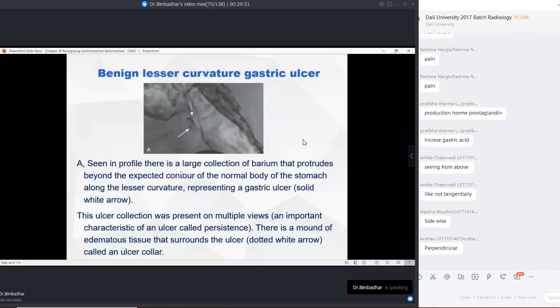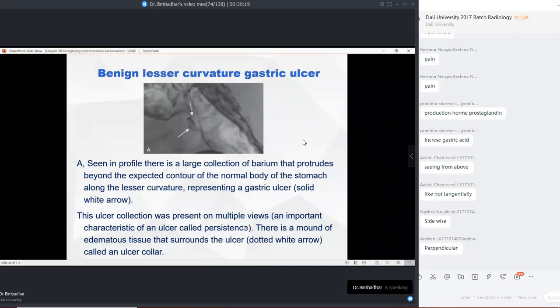You have to remember, first, there is a collection of barium along the lesser curvature. If there is a definite collection of barium along the lesser curvature, that is what shows it is representing a gastric ulcer. And the second thing we are going to look at is ulcer persistence. Ulcer collection on multiple views, which means persistence should be there.